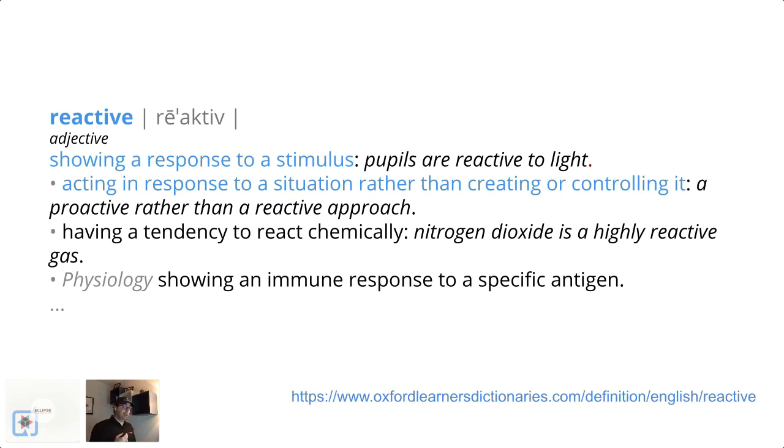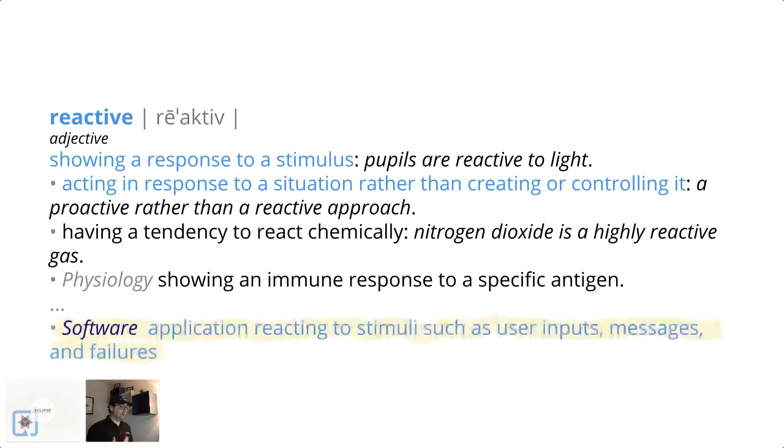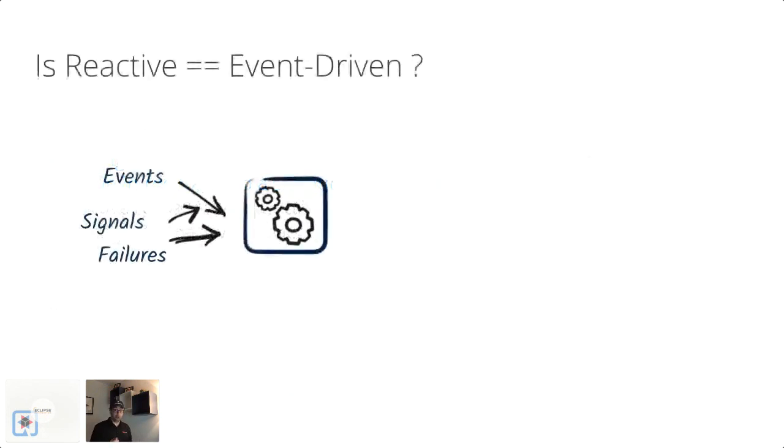Taking these two definitions, let's try to apply them to software, and we can make up another definition. Let's say that a reactive software is an application reactive to stimuli such as user inputs, messages, and failures. And then you say, well, this is not new, right? This comes from the 60s. This is actually event-driven. And yes, reactive and event-driven have a lot in common. So when you build reactive applications, you are going to receive and send stimuli that can be events, signals, failures, whatever.